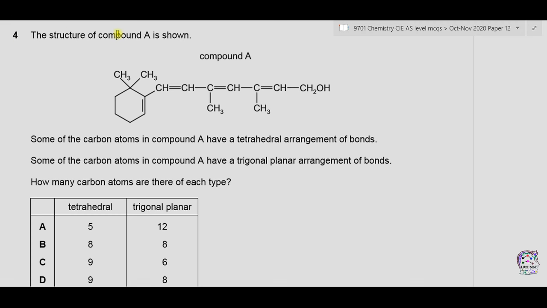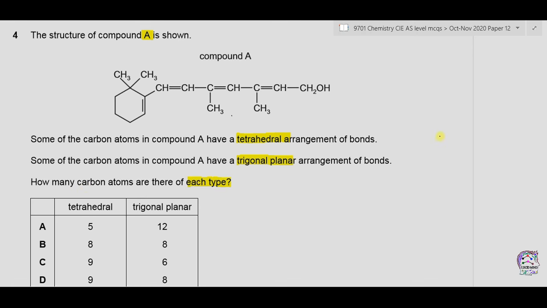Question 4. The structure of compound A is shown. This is compound A. Some of the carbon atoms in compound A have a tetrahedral arrangement of bonds. Some of the carbon atoms in compound A have a trigonal planar arrangement of bonds. How many carbon atoms are there of each type?